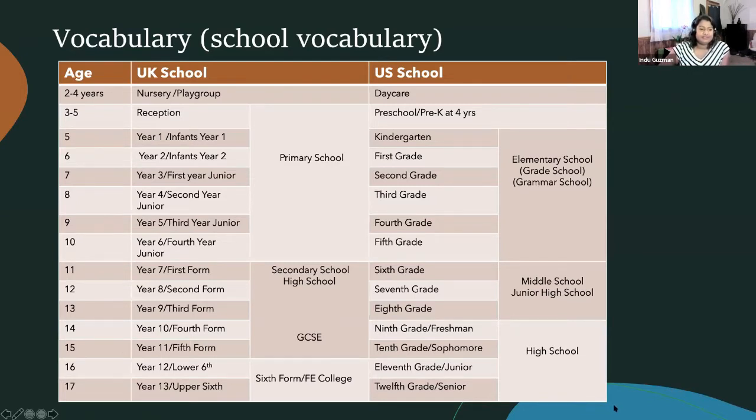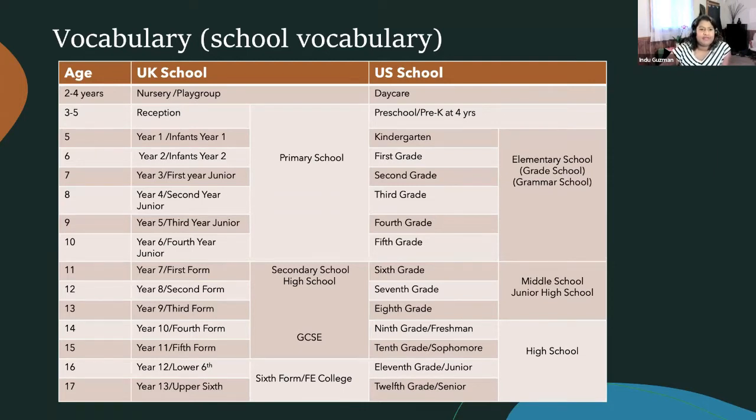So the school years, same number of years. For ages 2 to 4, in the UK they call it nursery or playgroup. In the US, they call it daycare. Playgroup in the US isn't really a school where you drop off the kids and they stay with the teacher. Playgroup is usually where parents get together with other parents of young children around that age and they play together. That's what we understand as playgroup.